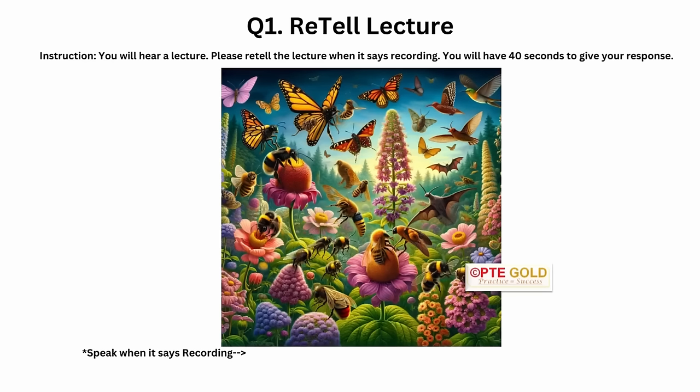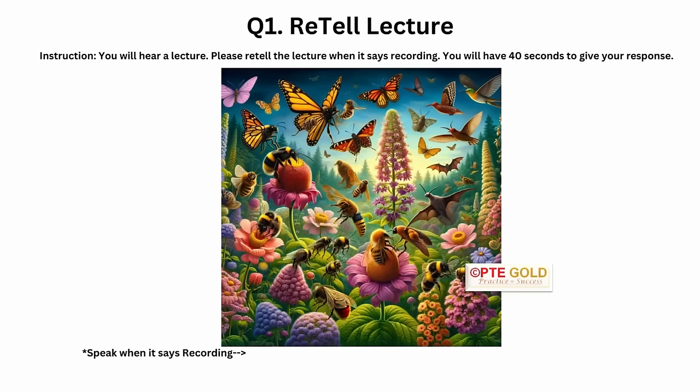Pollinators contribute to biodiversity, which is essential for a resilient and productive ecosystem. A diverse range of pollinators ensures a variety of plants, which in turn supports a wide array of animals. This diversity is key to maintaining the balance in our natural world. However, pollinators are under threat due to habitat loss, climate change, and the use of pesticides. These challenges have led to a decline in their populations.